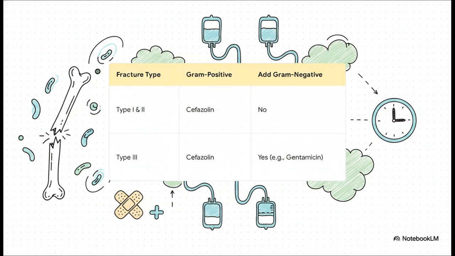For the less severe type 1 and 2 fractures, we're mainly worried about skin bugs like staph, so cefazolin does the trick. But for those really nasty type 3 injuries, farm accidents, heavy crush injuries, the contamination is much, much worse. And that's why we have to broaden our coverage to hit the gram-negatives with something like gentamicin.